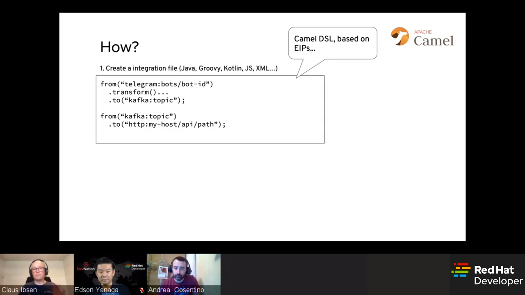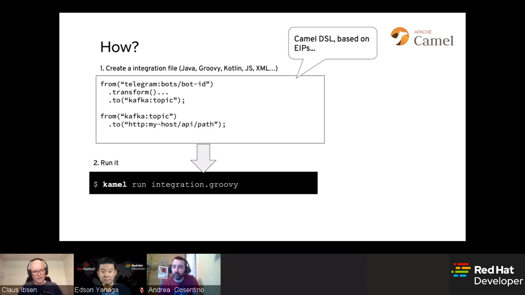So what about how you do this? The idea and the principle of Camel K is that developers just don't want to deal with the runtime so much. They just want to write some integration logic or some code and let the platform figure out how to run that. So that is the basic idea of Camel K. So we can write a source file with your integration routes. On the slide is something from Telegram, doing some message transformation, sending to Kafka, and then taking the same message from Kafka and calling an HTTP server. You have everything under the sun with Camel, with the enterprise patterns and the connectors and so on. And then you just want to run it.